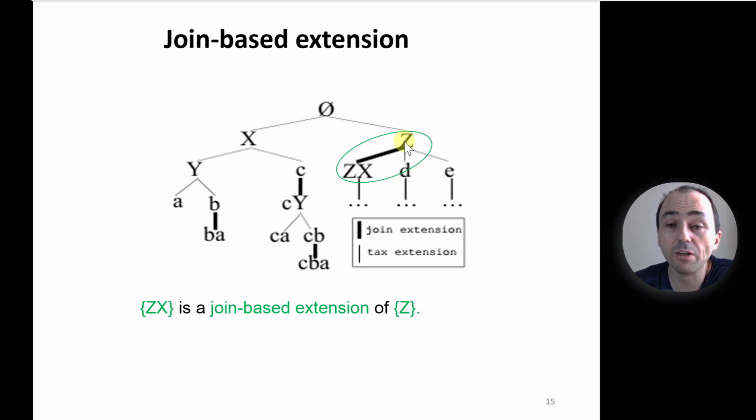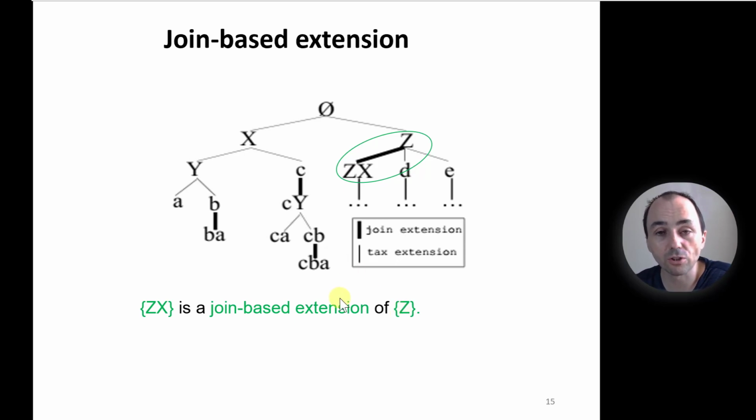Join-based extension means you take two brothers in the tree, two siblings in the tree. Here I have X and Z. I combine them together to make ZX. So this is a join-based extension. I take two siblings in the tree, like X and Z, to make ZX. So we say ZX is a join-based extension of Z.